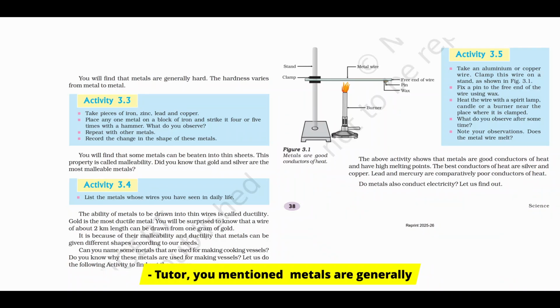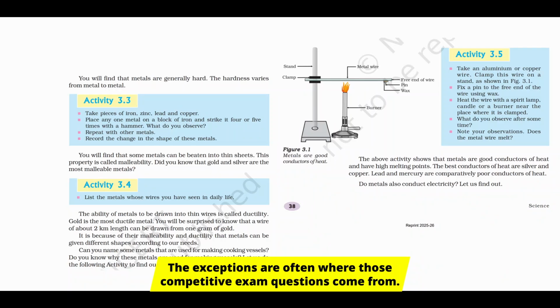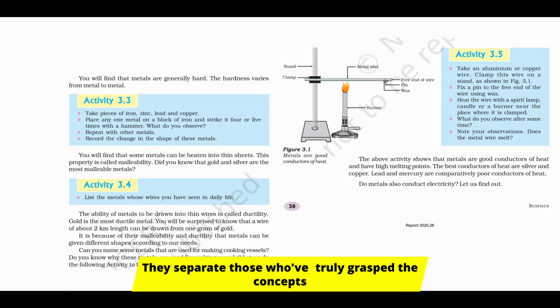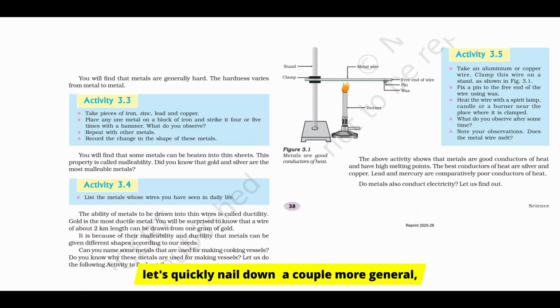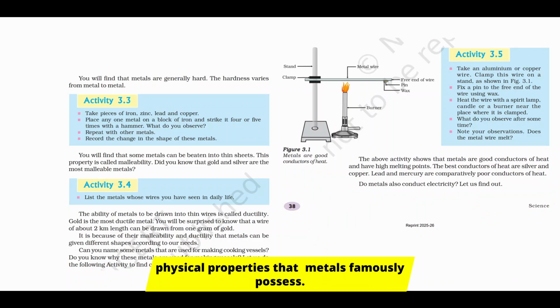They're crucial. Tutor, you mentioned metals are generally hard, but I seem to recall some exceptions. Are there specific metals that defy this rule? You're absolutely right to point that out, yes. The exceptions are often where those competitive exam questions come from. They separate those who've truly grasped the concepts from those who've just memorized a list. But before we dive into those intriguing deviations, let's quickly nail down a couple more general physical properties that metals famously possess. Okay. One of those fascinating properties is malleability.